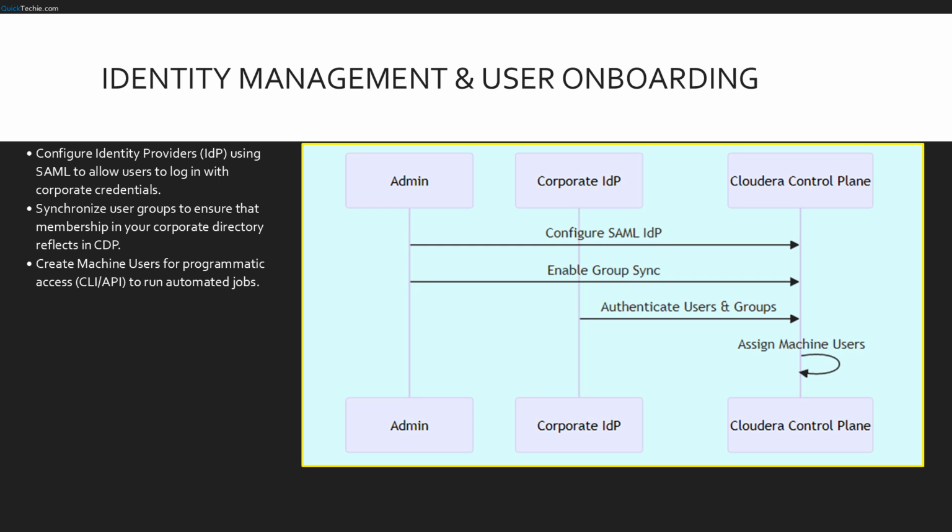This flow illustrates the onboarding process. You, the admin, first configure the corporate IDP within the Cloudera control plane. Once you enable group sync, the IDP handles the heavy lifting of authentication. When a user logs in, their identity and group memberships flow securely into CDP. Finally, you manage machine users directly within CDP for your automated processes.